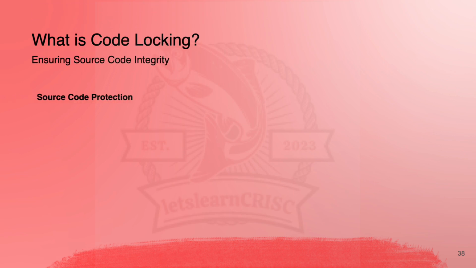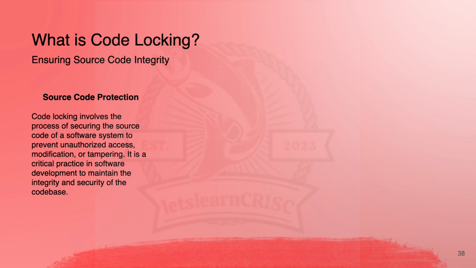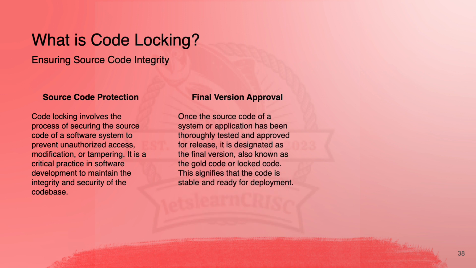That is ensuring security code integrity. Friends, code locking is a process that secures the source code of the software system, right? Preventing unauthorized access, modification or tampering. It is crucial for maintaining the integrity and security of the code base, right?